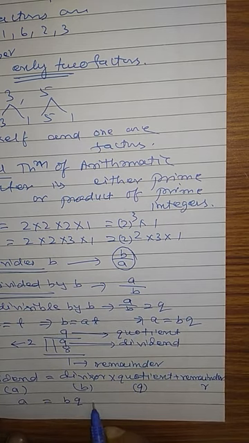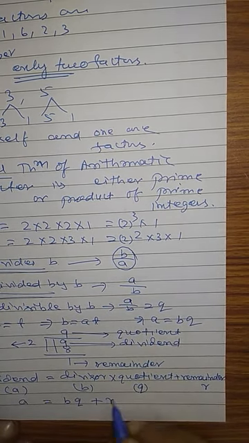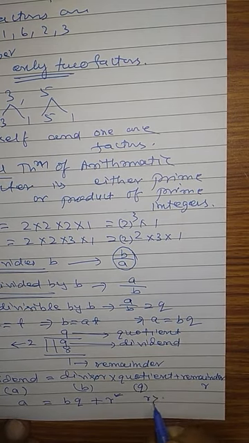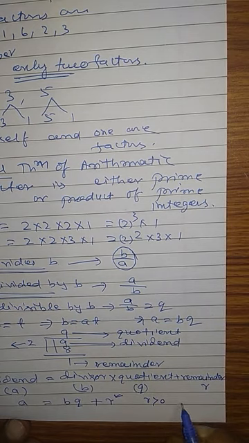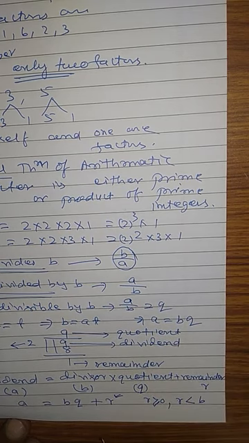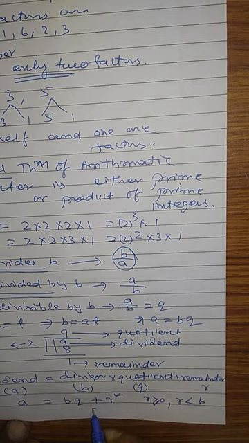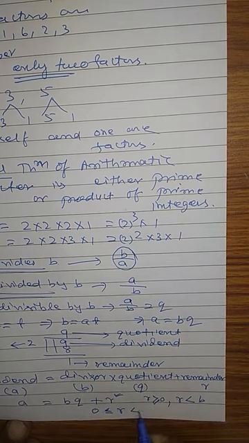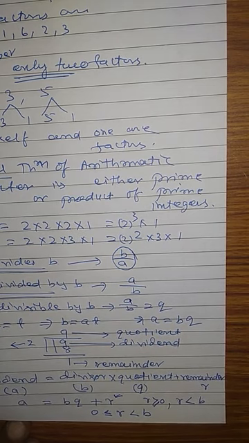Now, what is this R? This R is always greater than or equal to 0, and R is always less than B. So by combining, you can say 0 is less than or equal to R, which is less than B. These things we have discussed in lower classes.